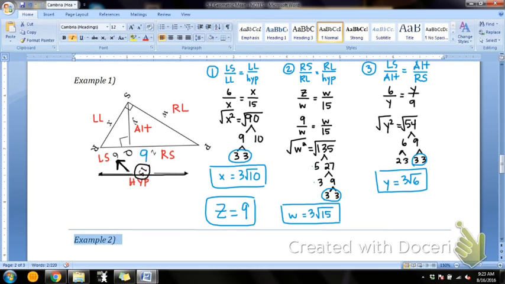We're getting Y to be 3 radical 6. 3 square root of 6. Excellent. All right, any questions on this now that we've done our first one?